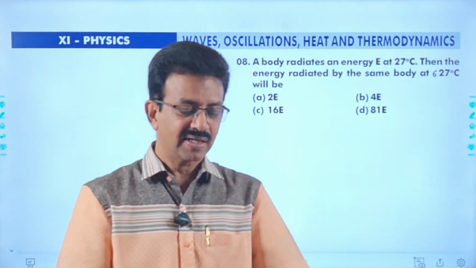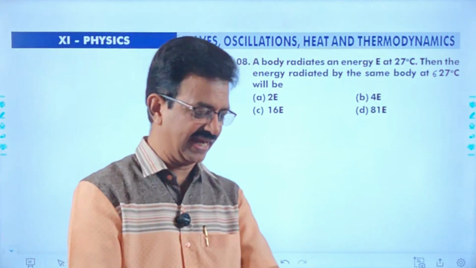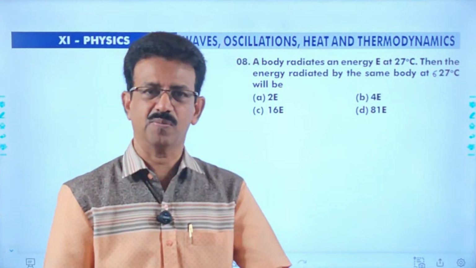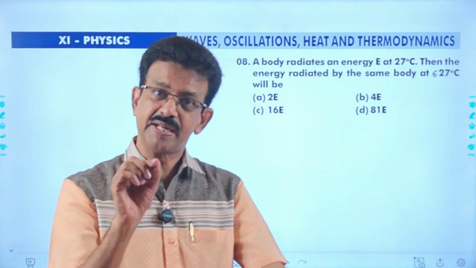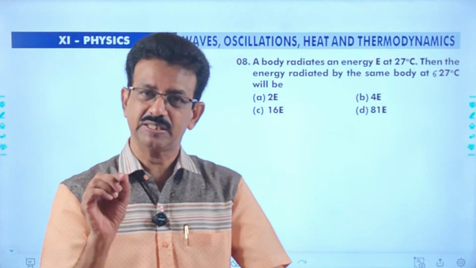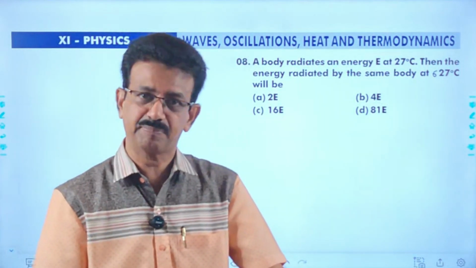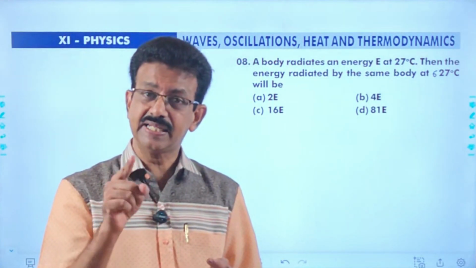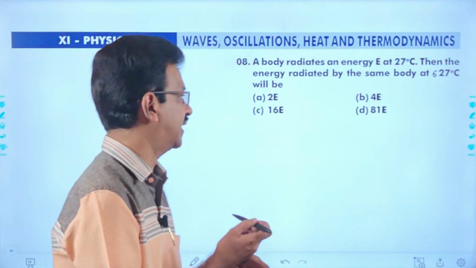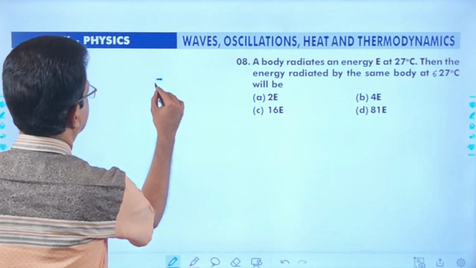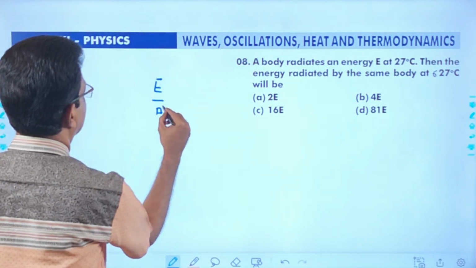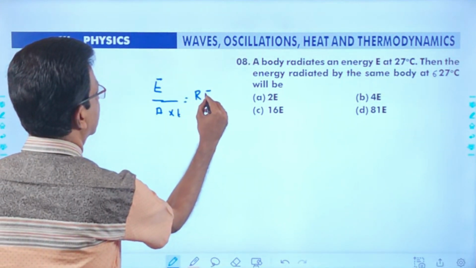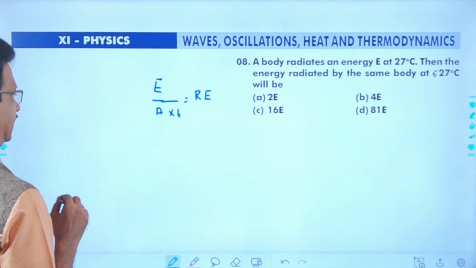Question number 8. This is about Stefan's law of radiation. First, I will explain what Stefan's law is. The radiant emittance of a perfectly black body is proportional to the fourth power of the absolute temperature. Then what is radiant emittance? The energy radiated from unit area in unit time. This is called radiant emittance or emissive power.